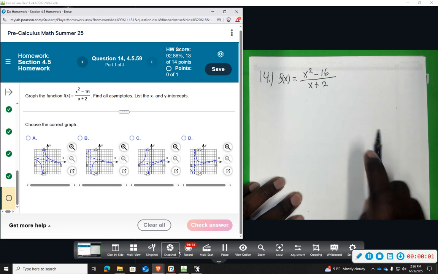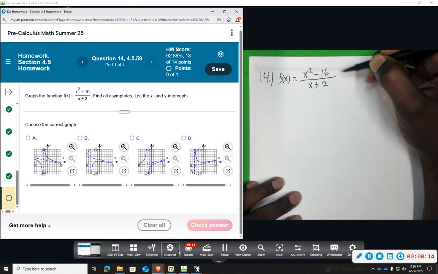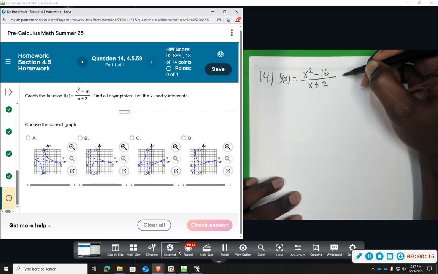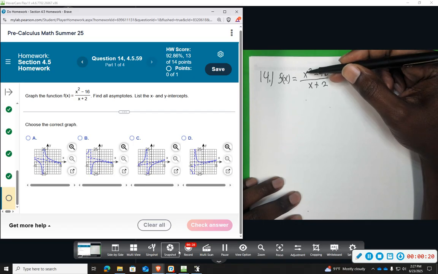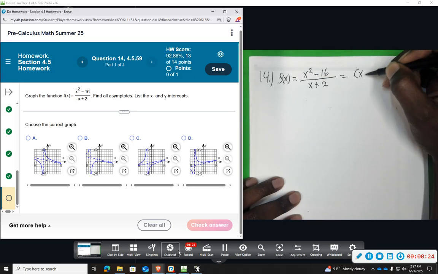Right, number 14, this will be our final problem. We want to graph and find all the intercepts and find all the asymptotes and then list the x and y intercept. They already have the function graphed. I'm going to factor it out so we can find the asymptotes. So this will give me difference of squares, x plus 4, x minus 4.